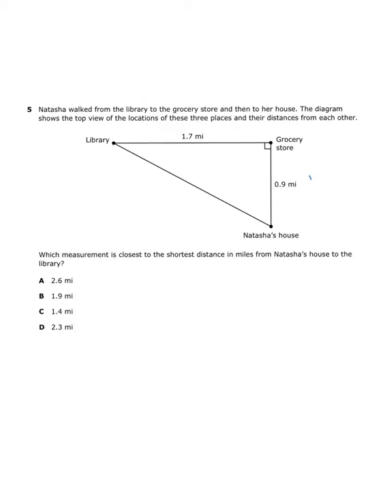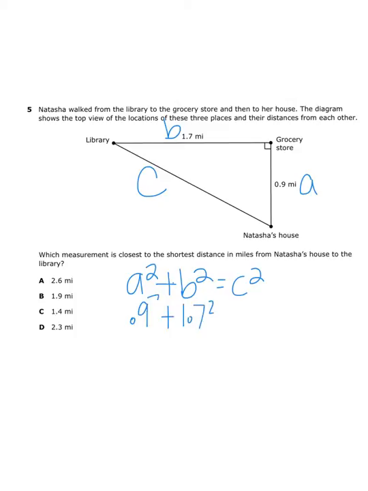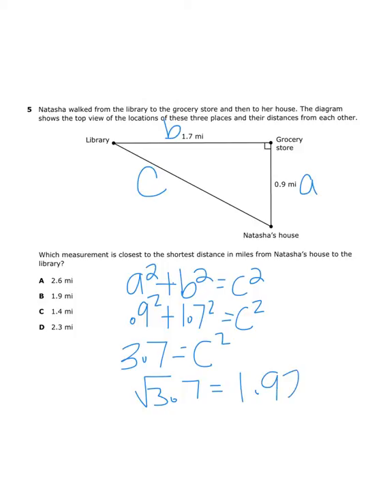So this is a Pythagorean theorem question. This would be A, B, and you're looking for C. So you'd write the Pythagorean theorem, A squared plus B squared equals C squared. A is 0.9, B is 1.7, and again you're looking for C squared. 0.9 squared plus 1.7 squared is 3.7. And then you find the square root of 3.7, which equals 1.92. So the closest to that is letter B.